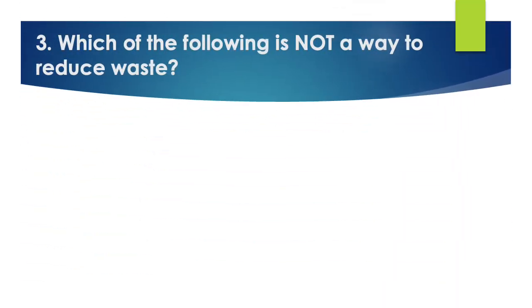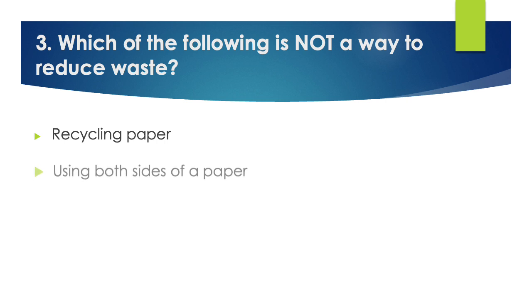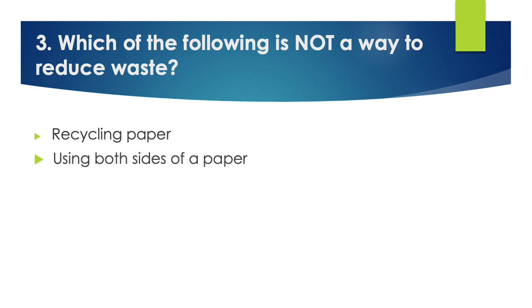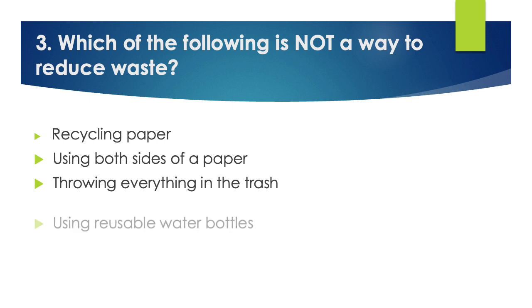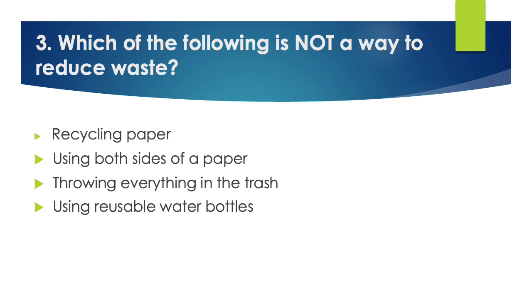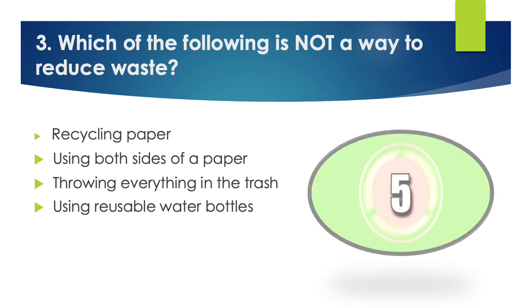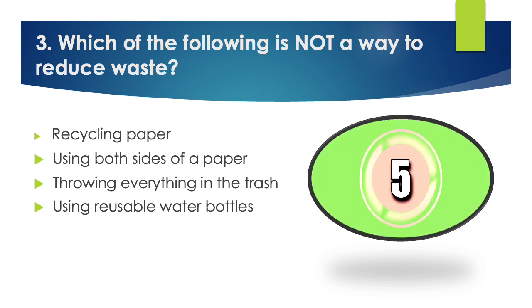3. Which of the following is not a way to reduce waste? Recycling paper. Using both sides of a paper. Throwing everything in the trash. Using reusable water bottles. The correct answer is throwing everything in the trash.